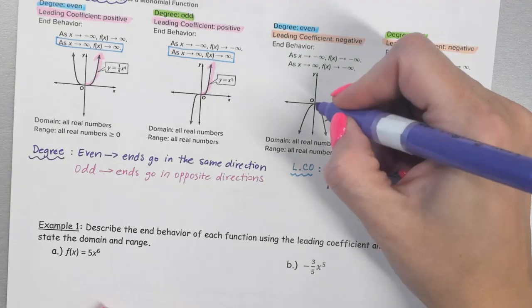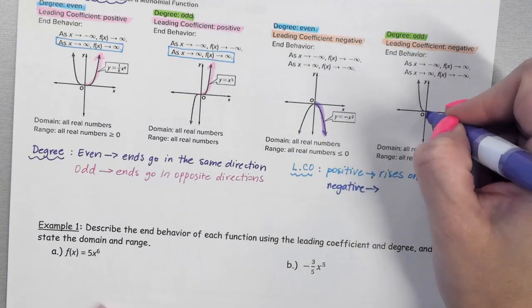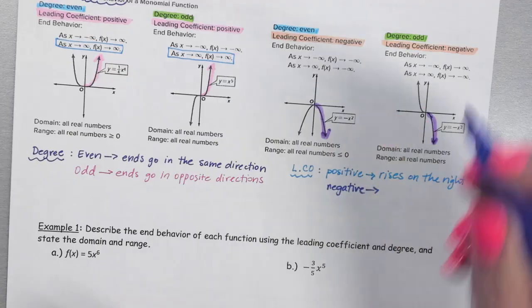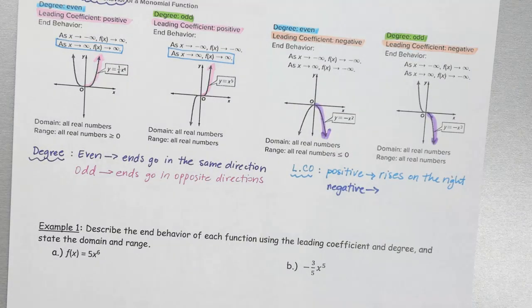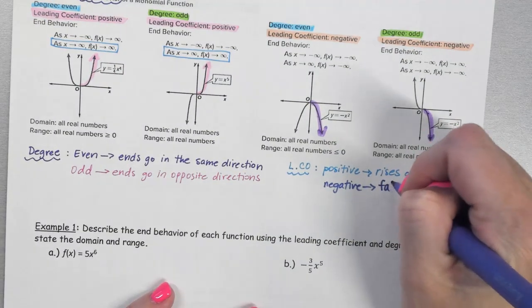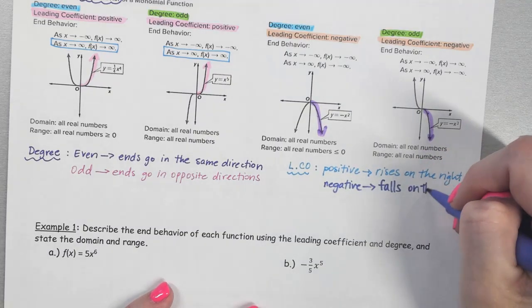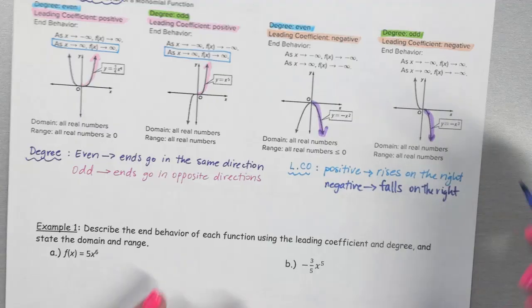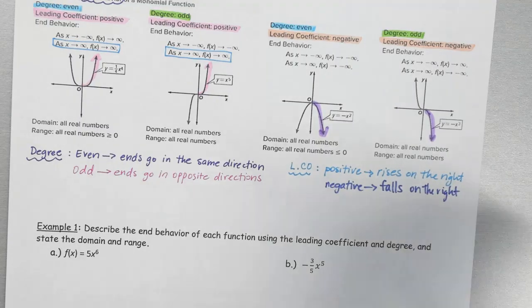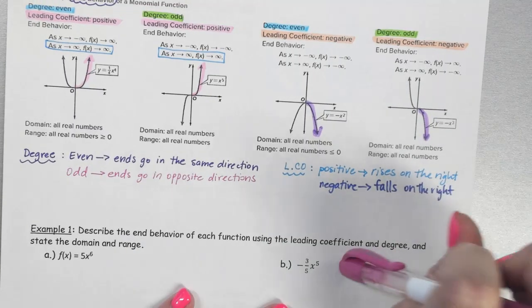Okay, so the second one is all about the right side. So this, you can say it falls, you can say it goes downward. But make sure with both of those, you have it is on the right side.